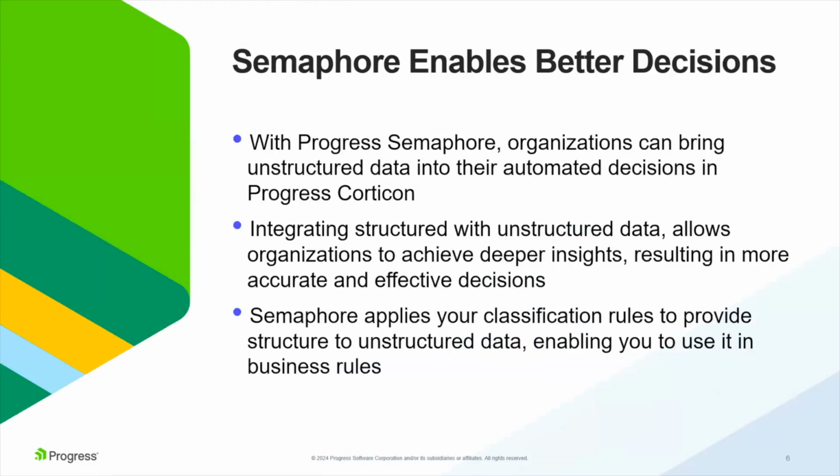So with Semaphore and Corticon, we can enable better decisions. The more data that you have available to you when you're making your automated decisions, the better quality decisions you can make. The more accurate they can be, the more effective. So with Semaphore, organizations can bring unstructured data into their automated decisions in Corticon. Integrating structured with unstructured data allows you to get deeper insights. Having the broader view, not only the structured data, but the nuanced information.